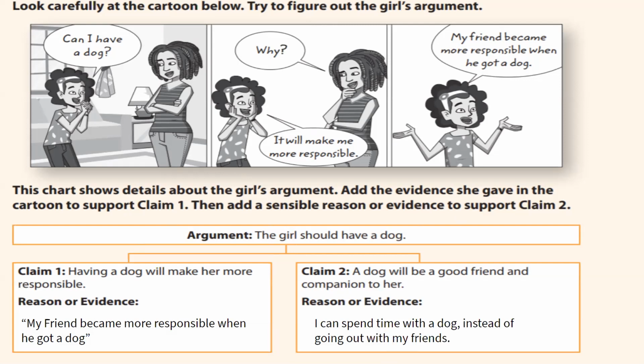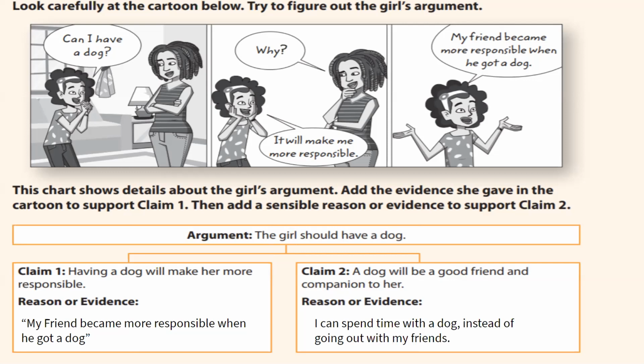The reason or evidence that she gives for that is that she can spend time with her dog instead of going out with her friends. So she can stay at home, she'll have a friend at home, and she will not always have to go out with her friends. So that was her claim for that.